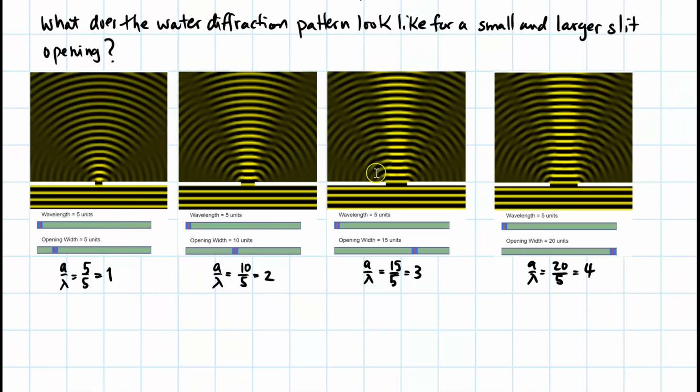Looking at the images now from the applet, for this case here, the diffraction parameter a/lambda is 1. And this one, it's 2, 3, 4. If you look at the secondaries, there are fewer secondaries for smaller diffraction, and more secondaries for a bigger diffraction parameter.